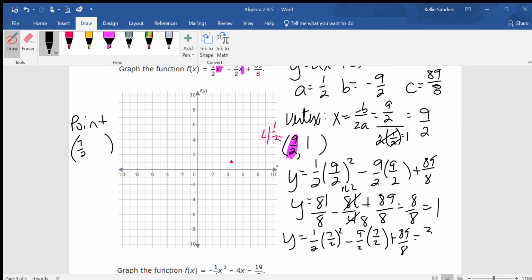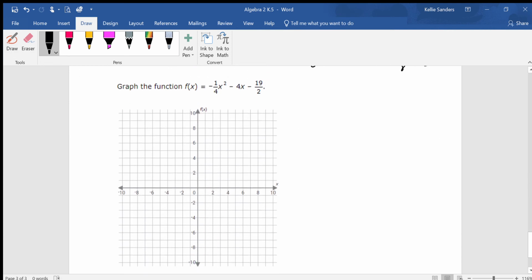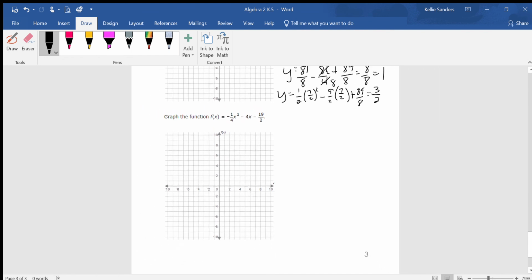Since it does halves for me, 3 over 2. So this is 3.5. And this is 1.5. So 3.5, 1.5 is right there. So it's going to go like this. Right? Okay. One more.